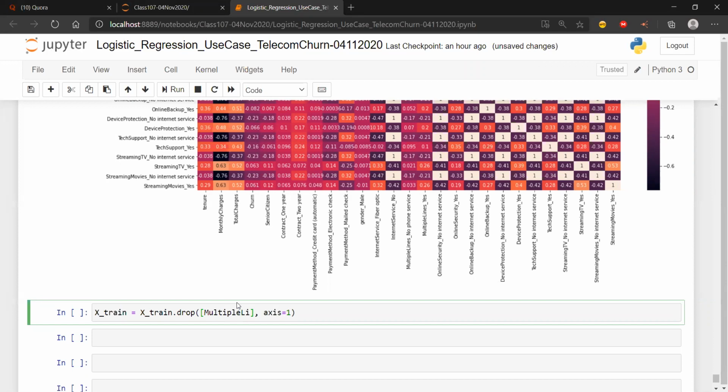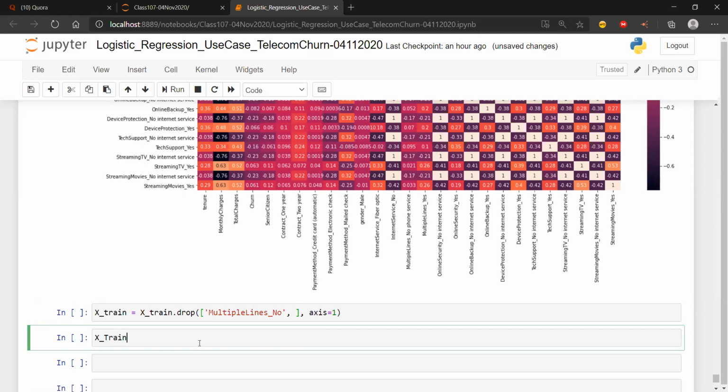multiple lines. Sorry, multiple. Where is the mouse pointer? Okay, this should be inside. Let me just change my keyboard preference. Now it should work. So this field can be removed, and multiple lines, no phone service. Do I need to write the entire thing? Let me see. Xtrain dot columns.